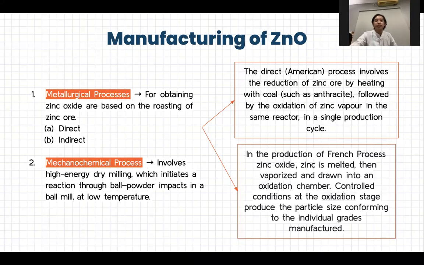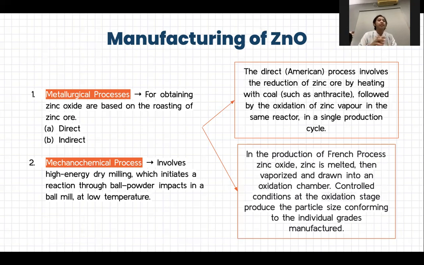Okay, so I'm going to talk about the manufacturing of ZnO. As Sheila mentioned before, there are two ways of manufacturing ZnO. The first one is the metallurgical process, and the second one is the mechanochemical process. Metallurgical processes for obtaining zinc oxide are based on roasting zinc ore. The first one is direct and the second one indirect.